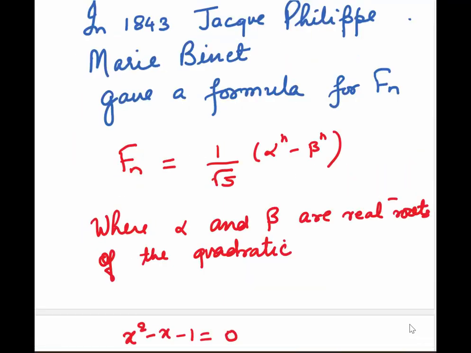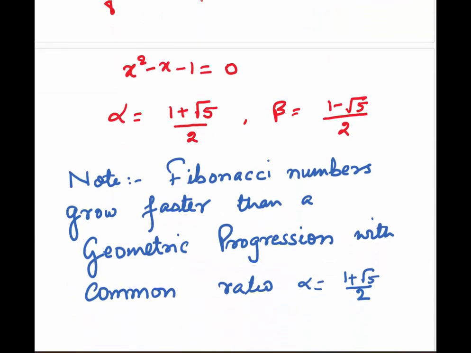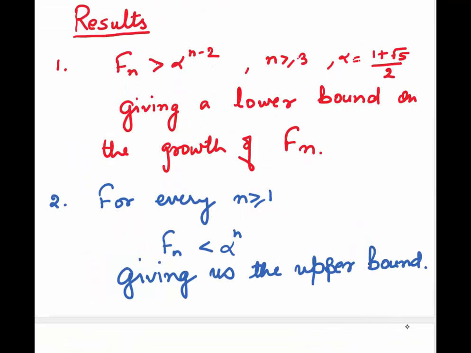In 1843, Jacques-Philippe Binet gave a formula for Fn. His formula was Fn is equal to 1 upon root 5 times (alpha to the power n minus beta to the power n), where alpha and beta were the real roots of the quadratic x squared minus x minus 1 is equal to 0, with alpha as (1 plus root 5) by 2 and beta as (1 minus root 5) by 2. Note, Fibonacci numbers grow faster than a geometric progression with common ratio alpha is equal to (1 plus root 5) by 2. Let's look at some results.